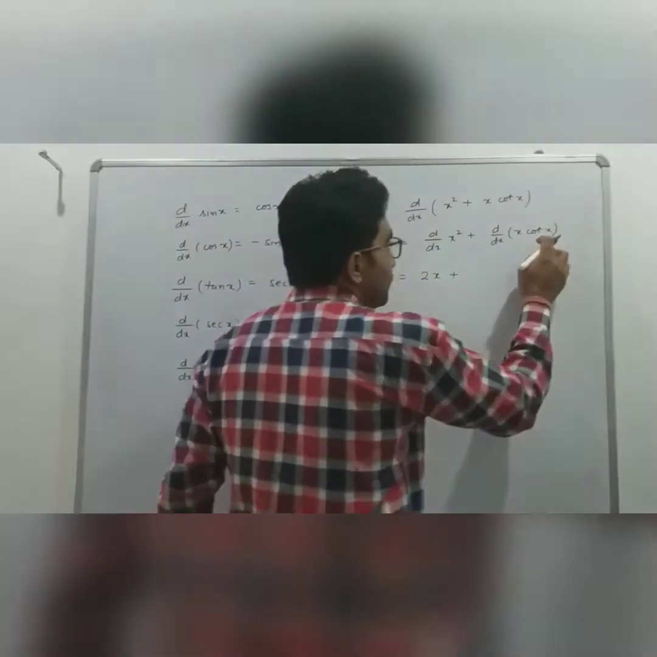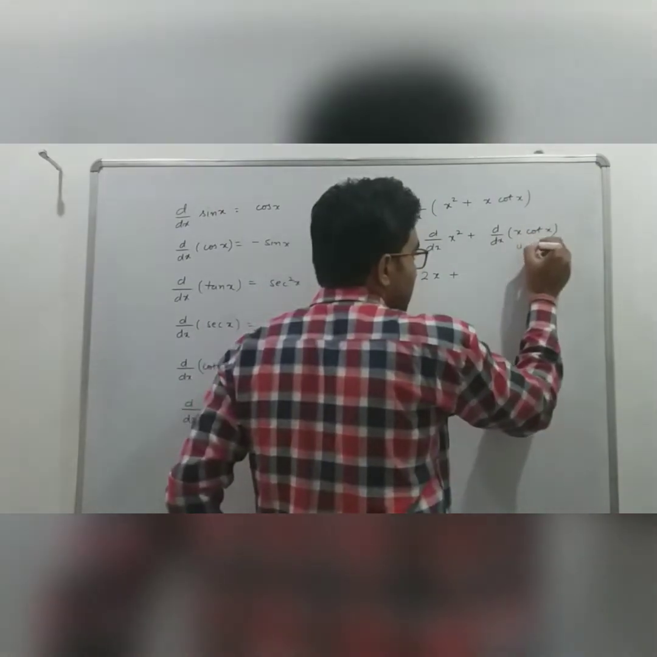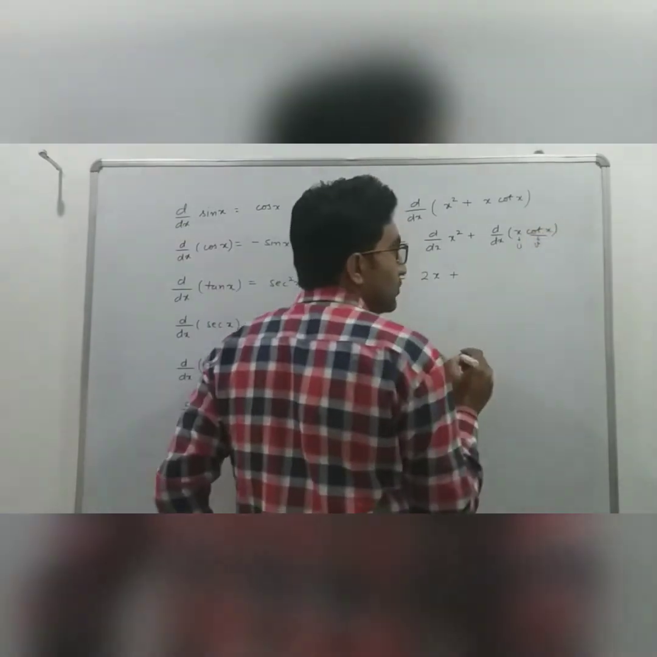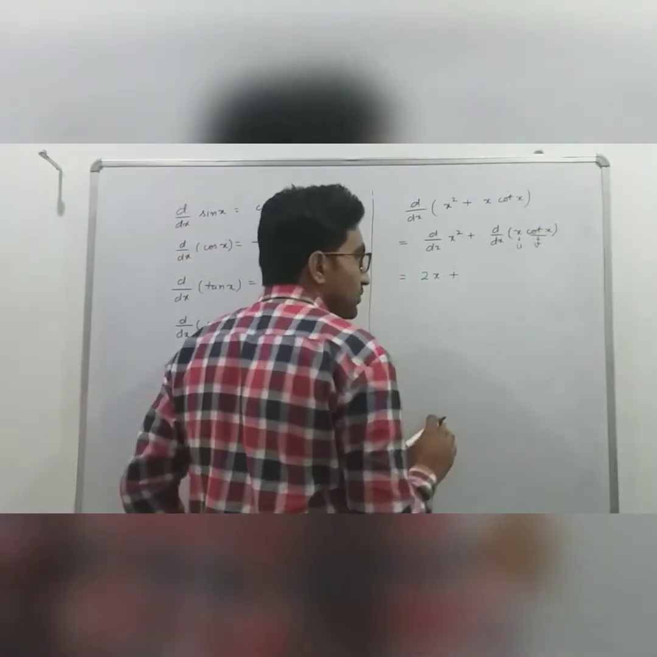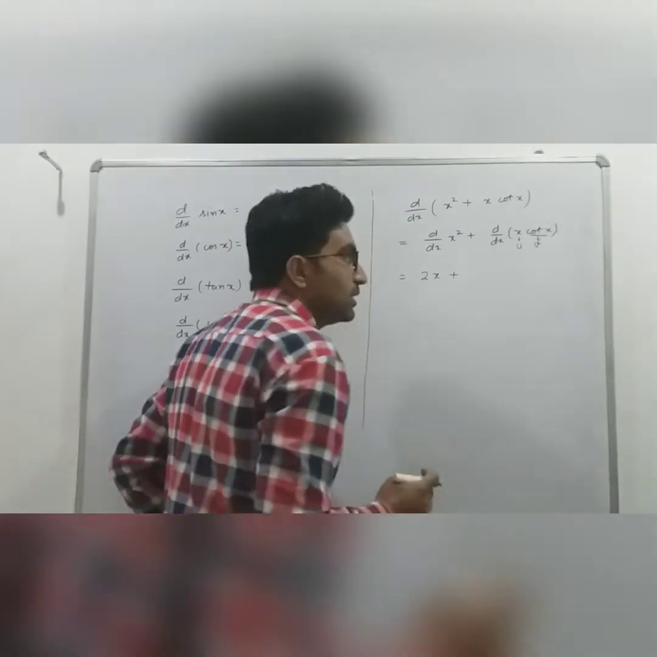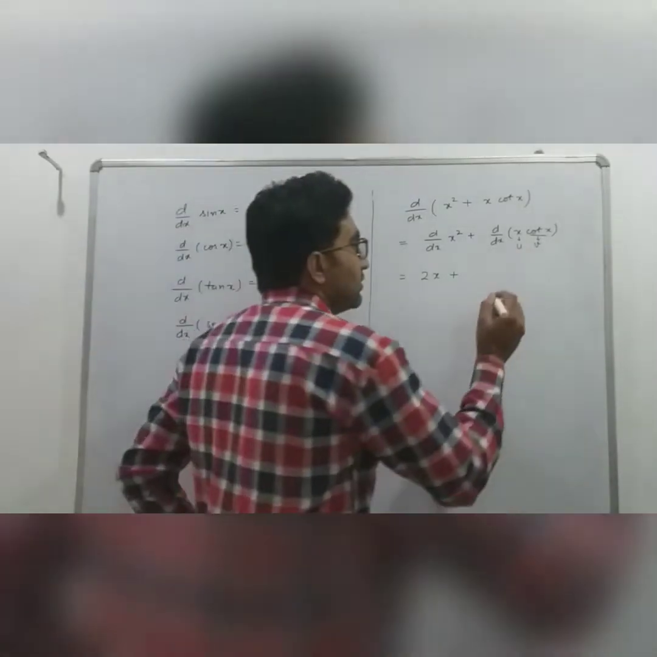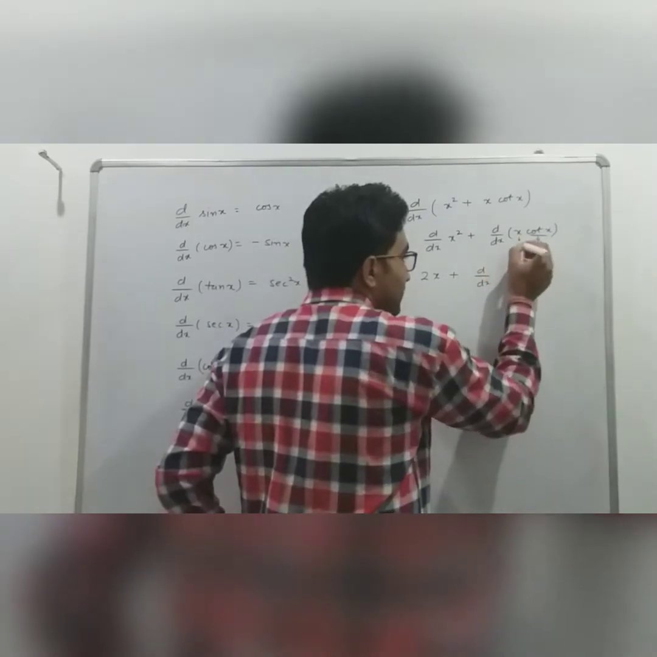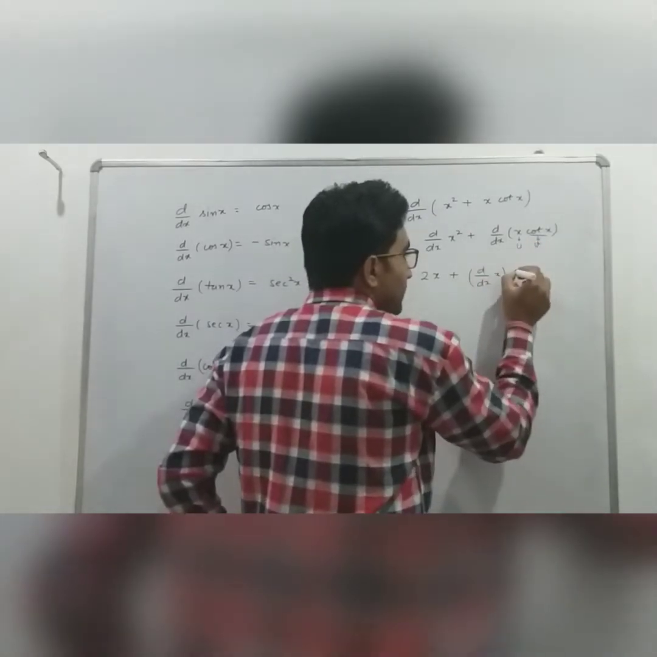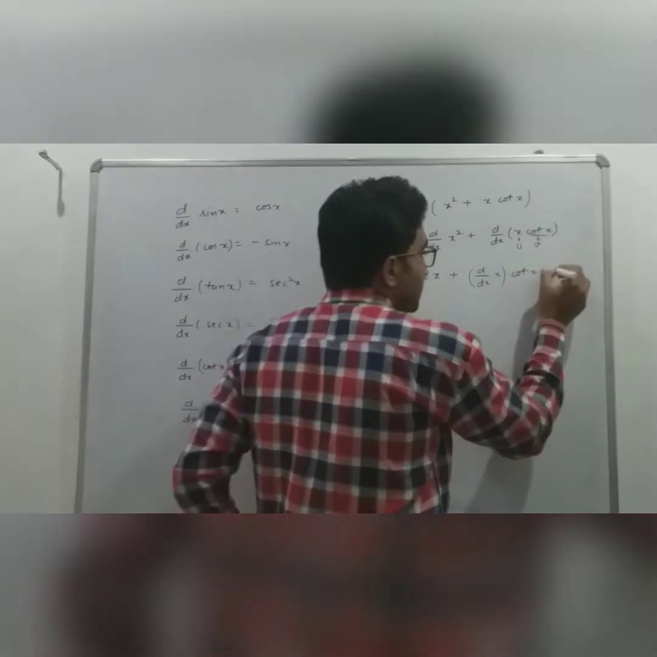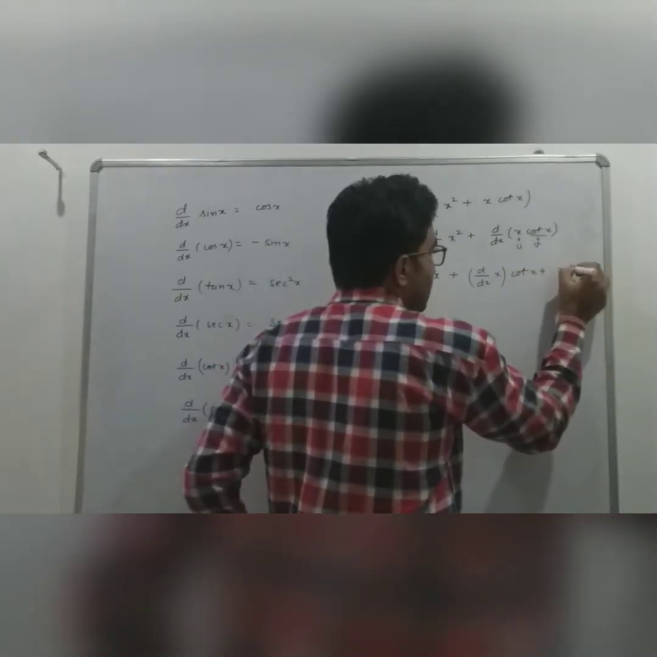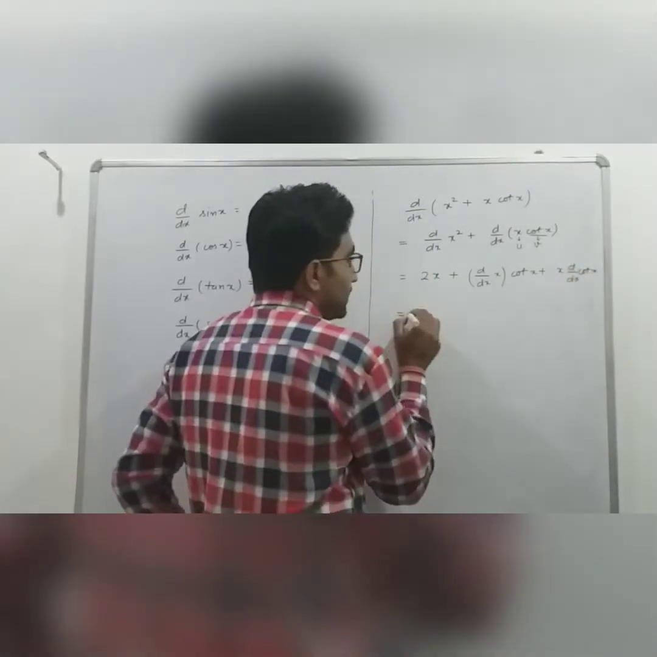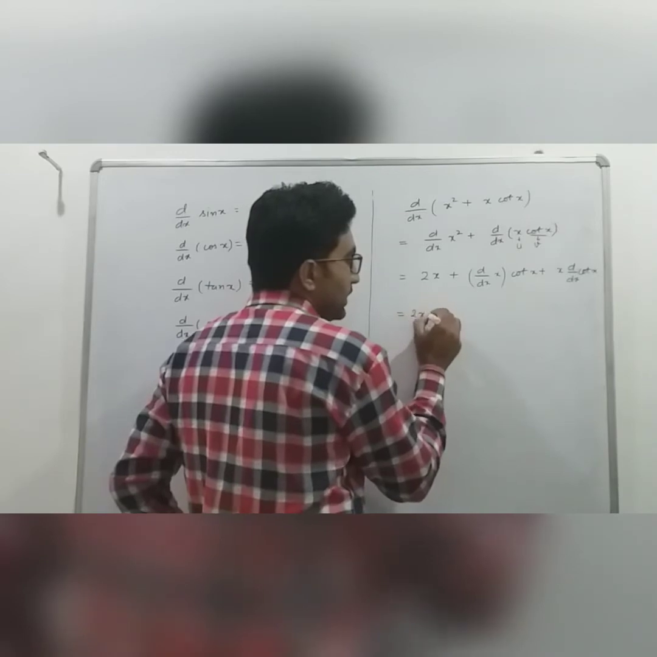Here we apply the UV rule, the product rule, that is, in place of u we have x and in place of v we have cot of x. So the formula for the differentiation of the multiplication of two functions will be differentiation of first function dy dx of x, second function as it is, plus first function as it is, differentiation of second function. Okay, then the differentiation will be equal to 2x.